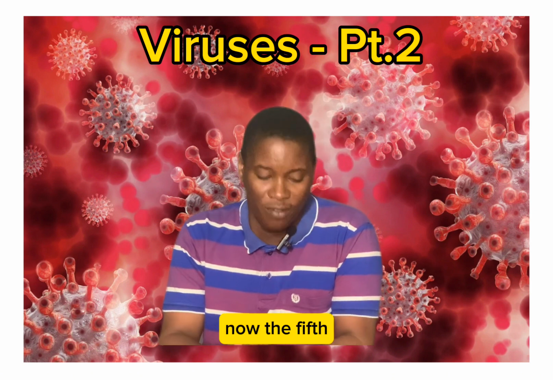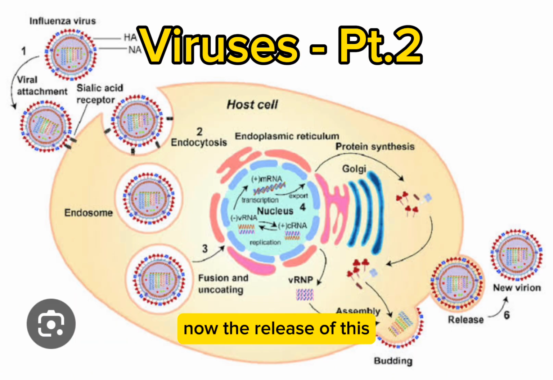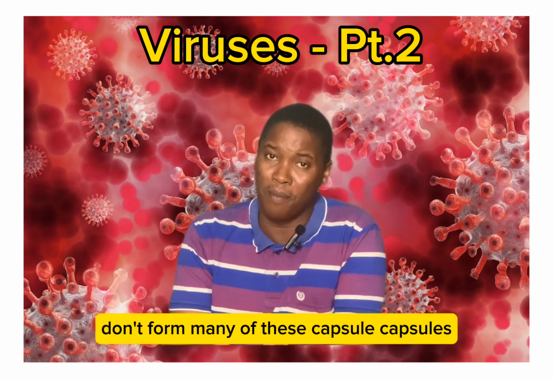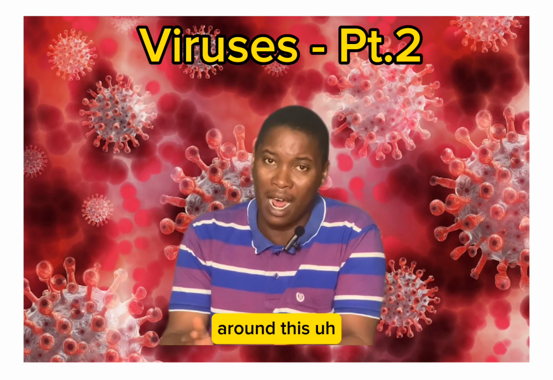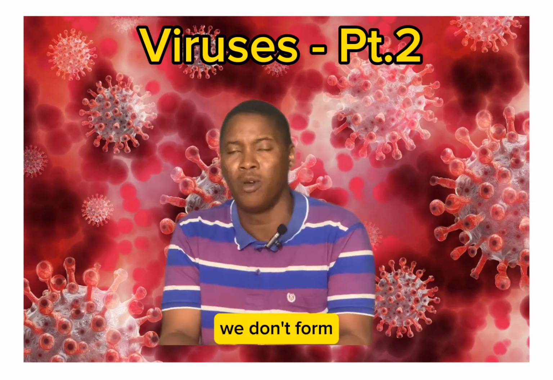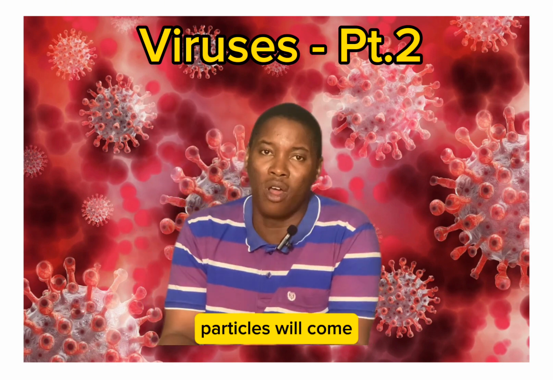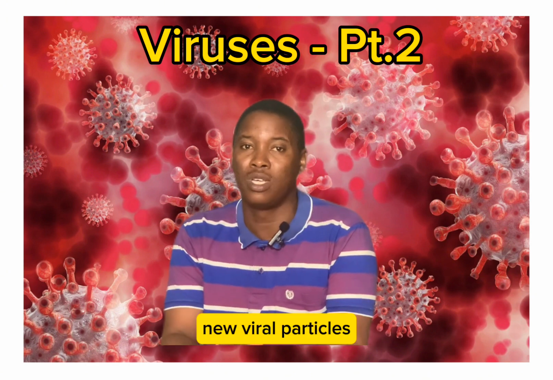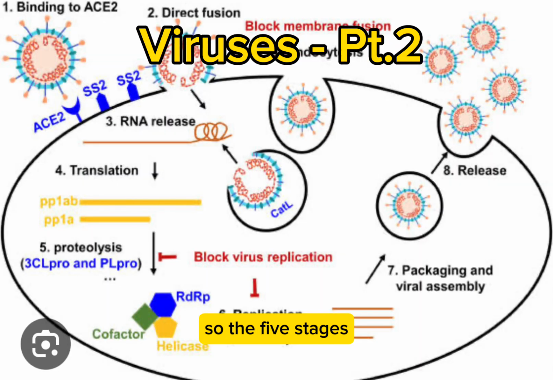Now, the fifth and final step of the life cycle is the release of these virus particles. When this capsid has formed inside the living host cell, and many of these capsids have formed around these nucleic materials, we have many new viral particles. We will then release them. That last stage is the release of all these new viral particles back into the environment. So the 5 stages are attachment of the virus to the host cell, entry into the host cell, synthesis of the viral nucleic acid, self-assembly of the virus within the host cell, and the release of virus from the host cell.